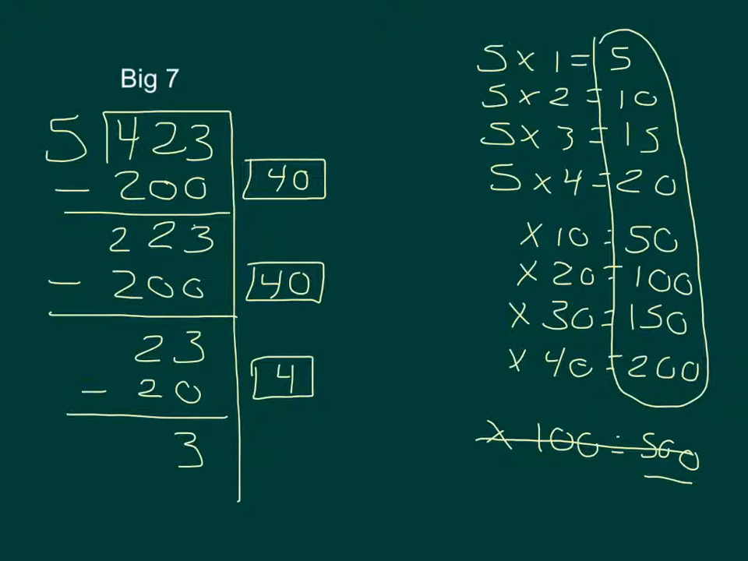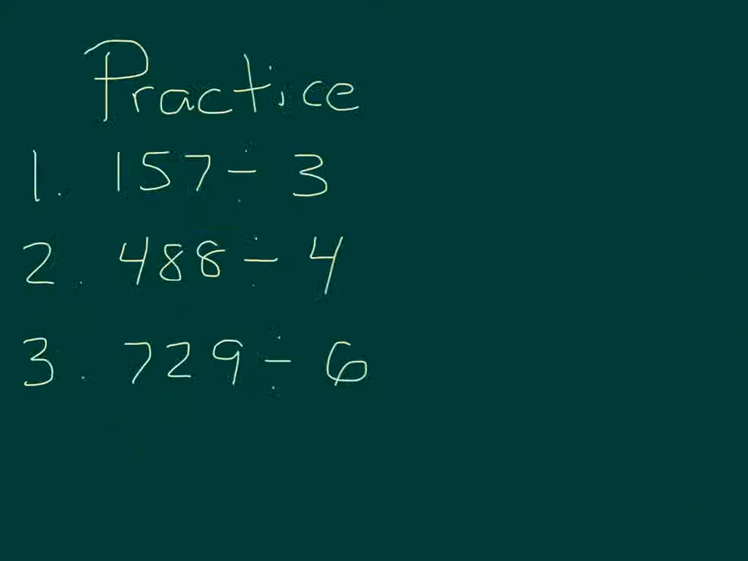So now I have to do one last thing. Let's add all of my boxes up. So what is 40 plus 40 plus 4? Well, 40 plus 40 is 80, plus 4 is 84. So I would have 84, and don't forget your remainder. I have a remainder of 3. So my answer to this question would be 84 remainder 3.